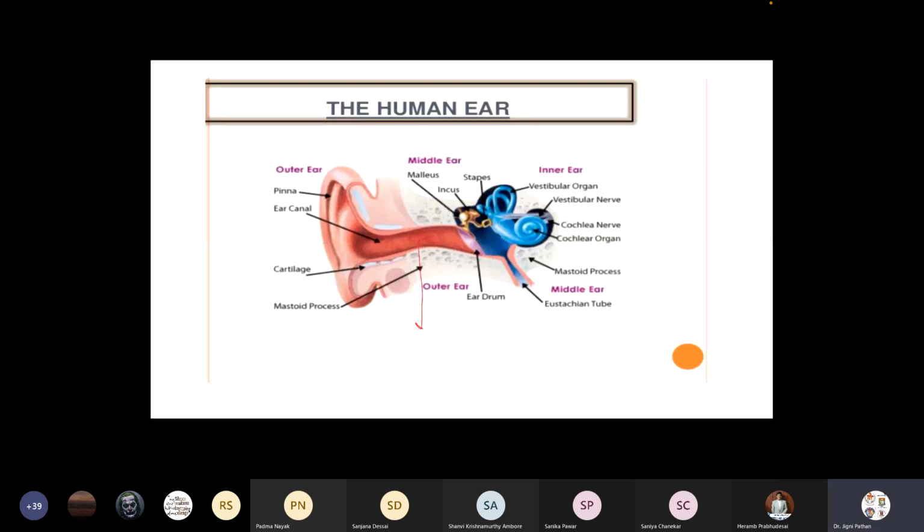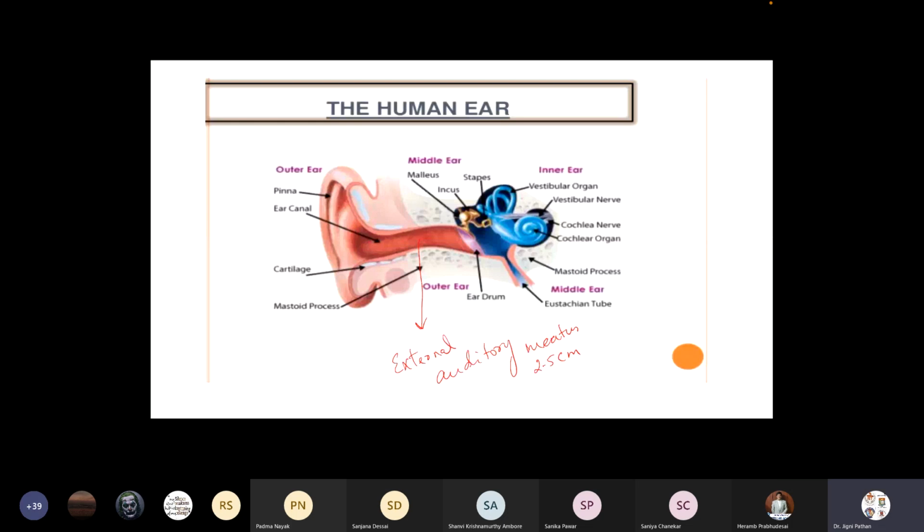This part is also called external auditory meatus, which is 2.5 centimeter long.